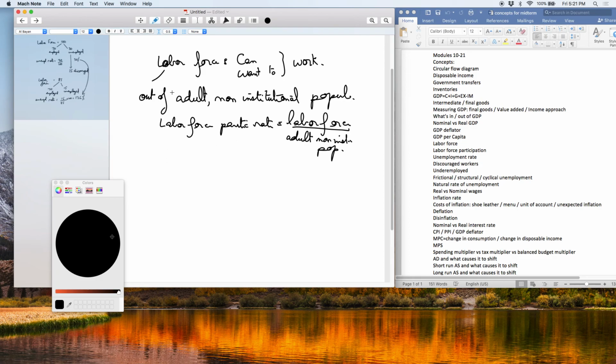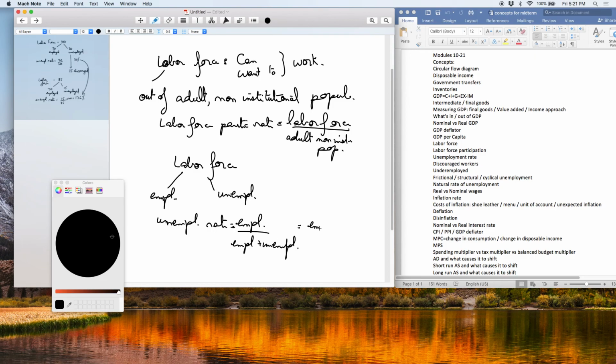Now, the unemployment rate. By the way, the labor force: if you are an adult, you're not in an institution, and you can and want to work, there are two possibilities for you. Either you're employed or you're unemployed. If you add up the employed and the unemployed, you end up with the labor force. So the unemployment rate is unemployed divided by employed plus unemployed. In other words, it's the number of people who are not working divided by the labor force.